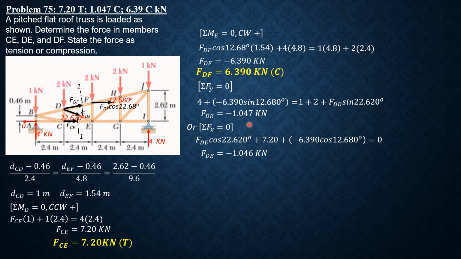So the very, very small discrepancy is due to the rounding off of the angles as well as the values of some of the forces. So therefore, they are practically equal. So I'll use the first result because we use this first. So our FDE is 1.047 kilonewtons compression. So that's it for this problem.